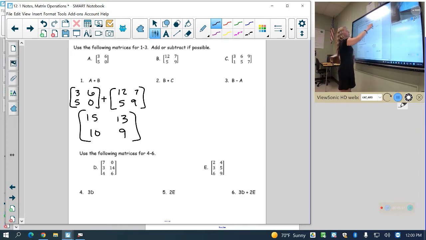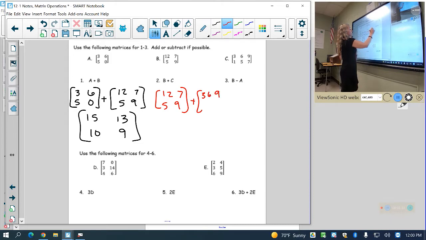I have a 2 by 2 plus, so that's 12, 7, 5, 9, plus 3, 6, 9, 1, 5, 7. Can I do that? I cannot, because this is a 2 by 2 and this is a 2 by 3, so it's not possible. Not possible, or no solution, or whatever you want to call it.